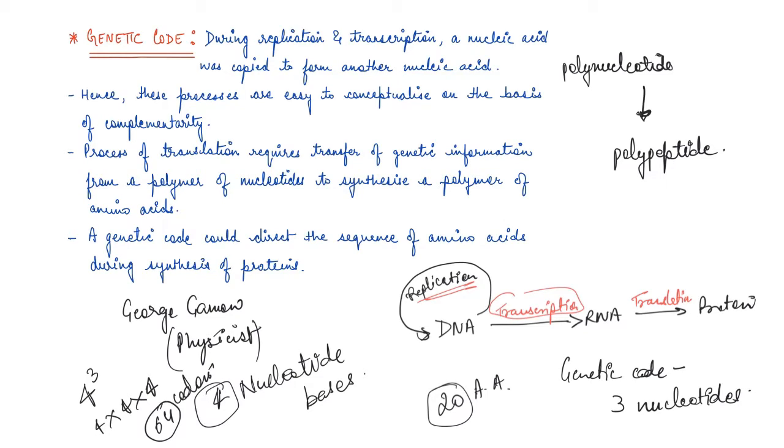Now we just have 20 amino acids, right? So if three nucleotides together are coding one amino acid, then it would be 64 amino acids, right? But that is not the case. We just have 20 amino acids, right? But his hypothesis was actually correct, right? But the problem was that proving his point was a very difficult task.